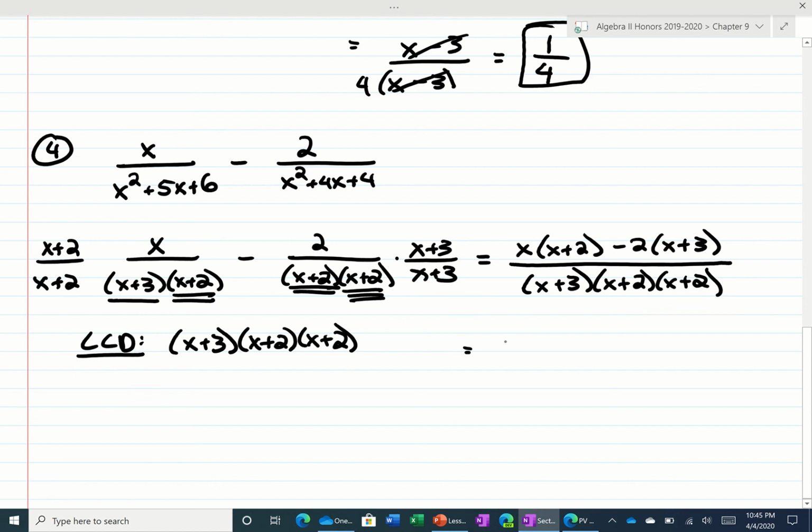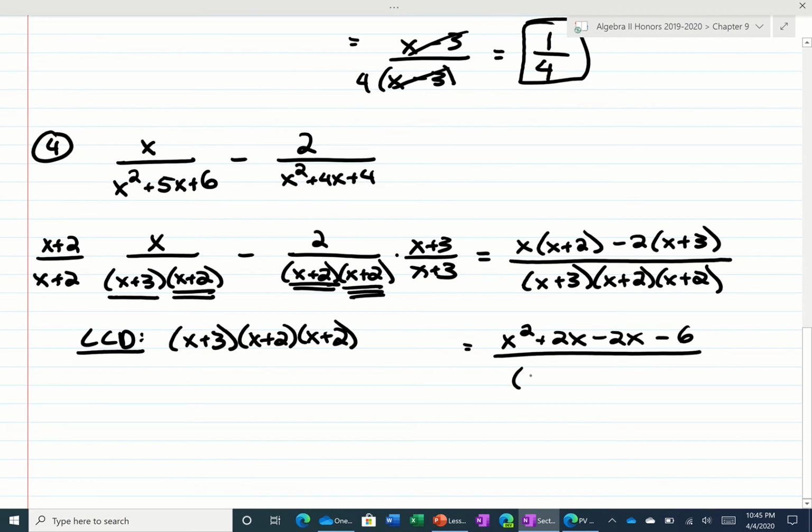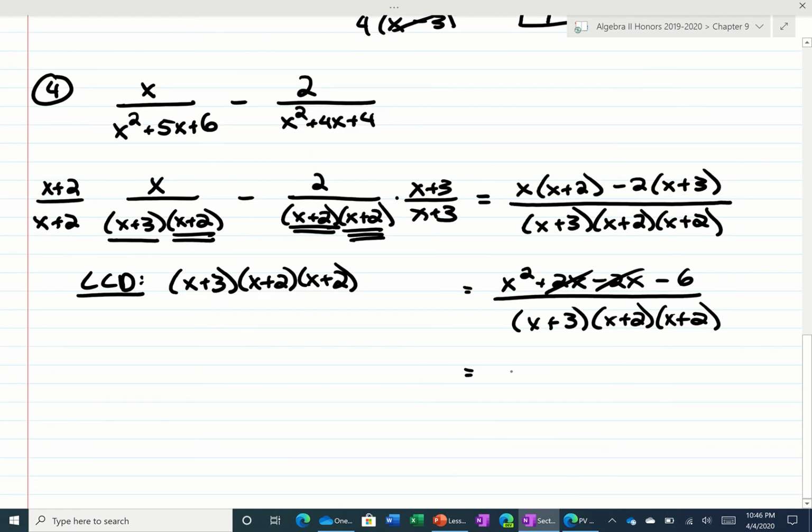We could distribute the top, leave the bottom alone: x squared plus 2x minus 2x minus 6. These would cancel. X squared minus 6 doesn't factor anymore, so that's just going to stay the way it is. And on the bottom, you could write x plus 2 to the second power if you want, or you could just leave them separate. It's no better or worse if you leave them separate, or if you want to write it together, if you want to make it look a little fancier. Okay.